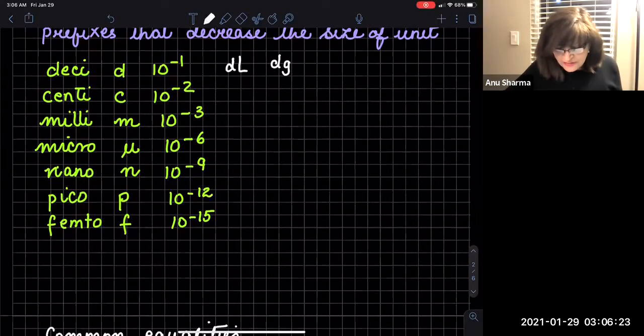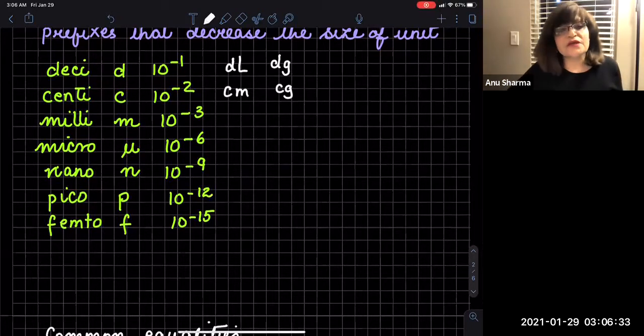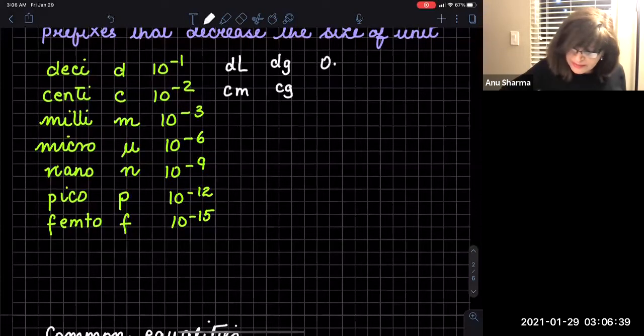Now, centi is also like centimeters, and centigram balances, the ones that go 2 places after the decimal. So this is going to be just 1 place after the decimal, and this is 2 places after the decimal. Then comes the milli, like millimeters or milligrams.